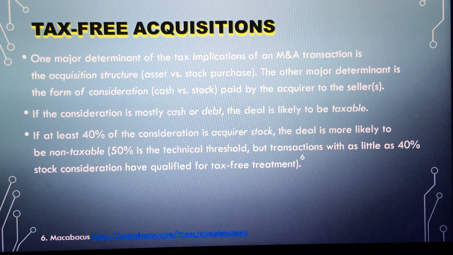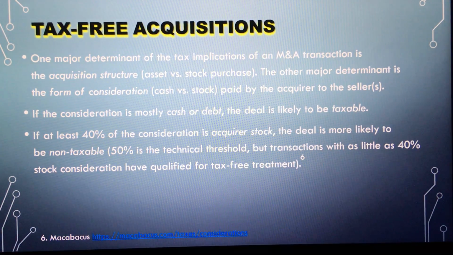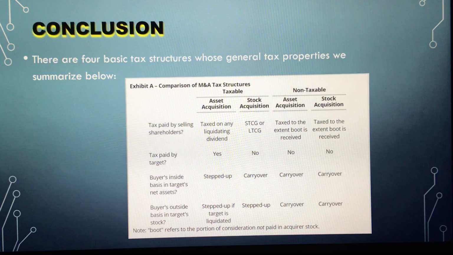If the consideration is mostly cash or debt, the deal is likely to be taxable. If at least 40% of the consideration is acquirer stock, the deal is more likely to be non-taxable. 50% is the technical threshold, but transactions with as little as 40% stock consideration have qualified for tax-free treatment. There are four basic tax structures that you can see below, and we can use them in our life.